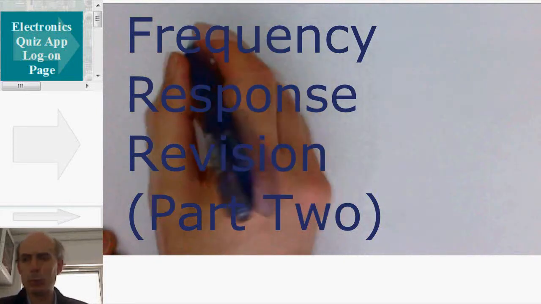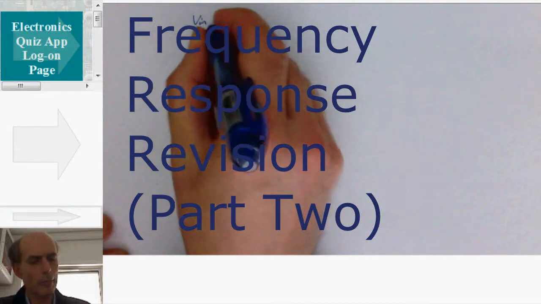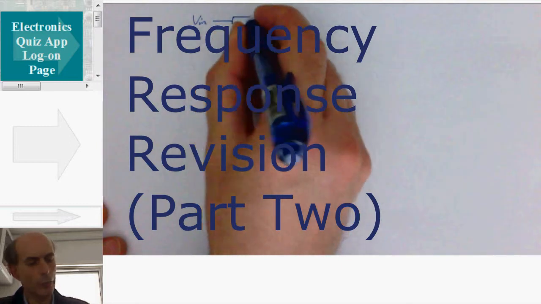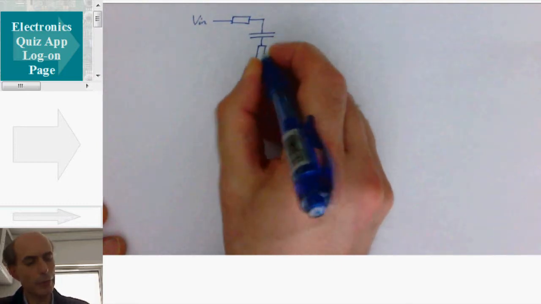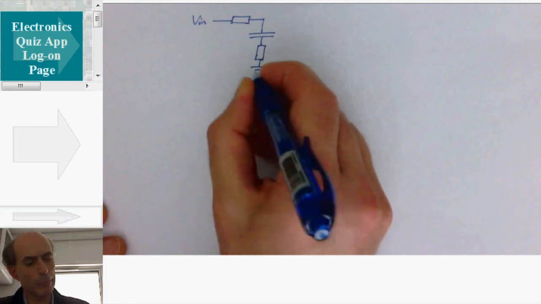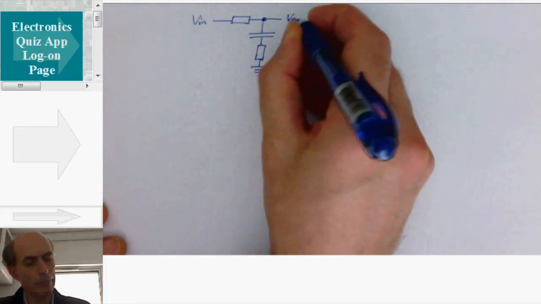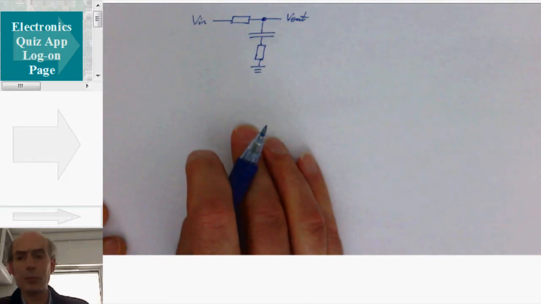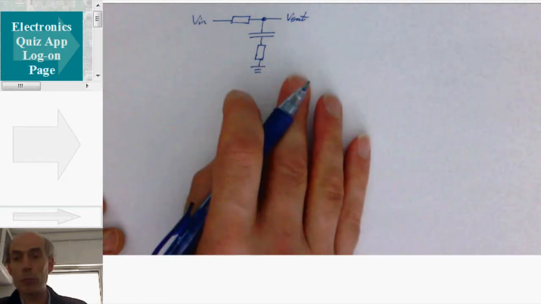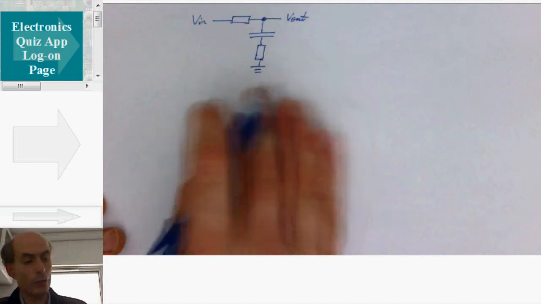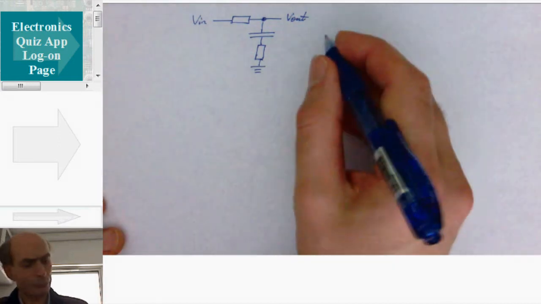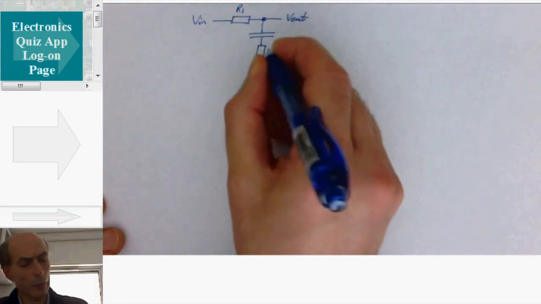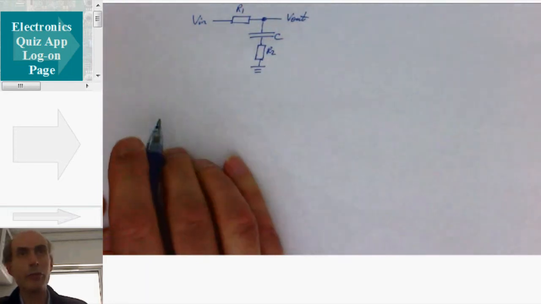Okay, a slightly more complicated one. V in this time goes through a resistor, and then the network to ground is a capacitor in series with a resistor. So we've got that. Again, the standard question would be work out where the poles and the zeros are and determine the shape of the Bode plot. Let's call that R1, that R2, and that C.